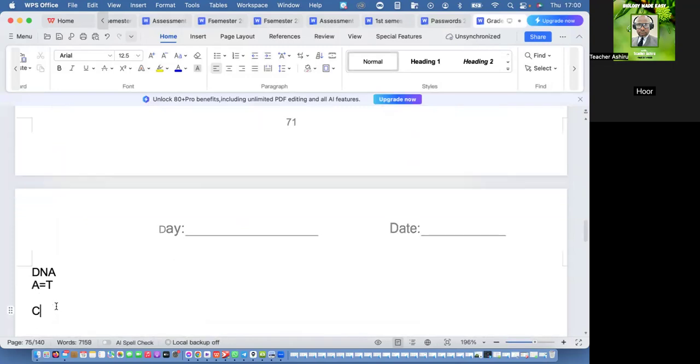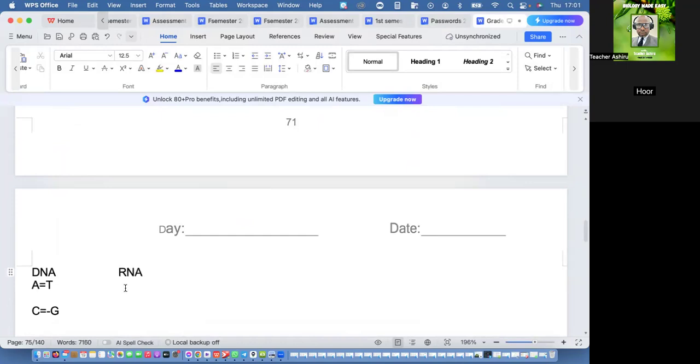C binds with G. Now C has a triple bond, not double. I don't know how to insert the other bond here, but it is a triple bond with G, while A and T have what? A double bond.